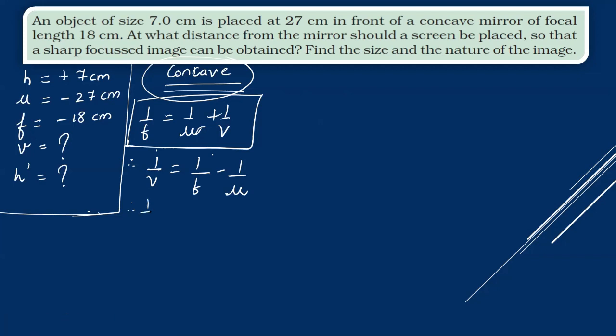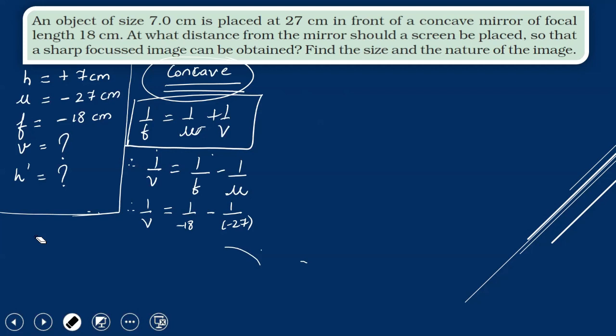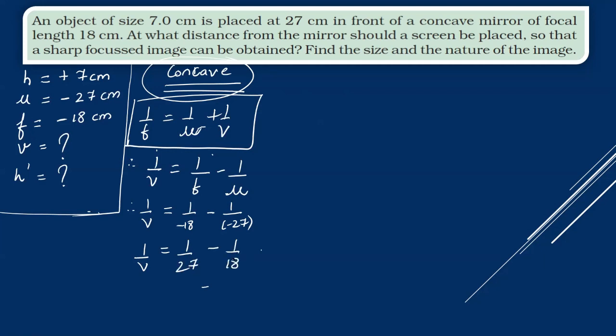So therefore 1 upon v will be equal to, what is f? 1 upon minus 18, minus 1 upon, minus of minus is positive. So this negative and negative is going to be positive. So can I write this as 1 upon v equals 1 upon 27 minus 1 upon 18? That we can do, right?